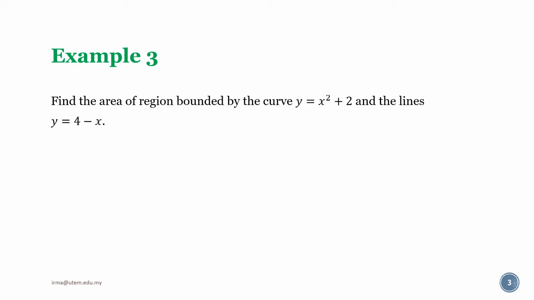Let's look at example number 3. Find the area of the region bounded by the curve y equal to x squared plus 2 and the line y equal to 4 minus x. Here you have only one line and one curve; it's a typo there. The first step is to sketch the bounded region.